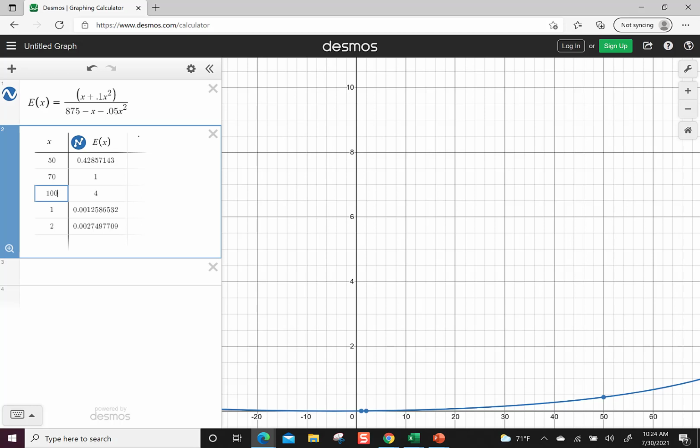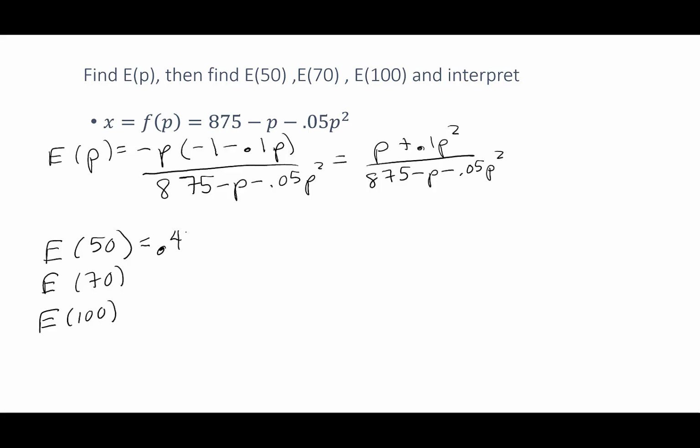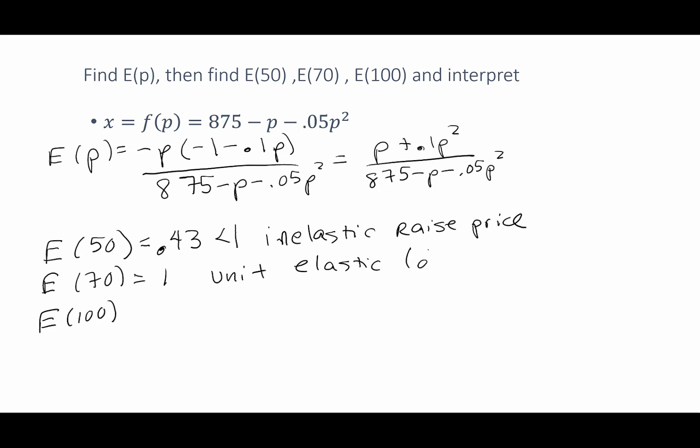Let's put that back on our other page, and we'll talk about what that means. 50 said 0.43. 0.43 is less than 1. This is inelastic, which says raise the price. 70, we got 1. That's unit elastic. Don't change the price. 100 gave us 4. This is greater than 1, which makes it elastic. And that says lower the price.